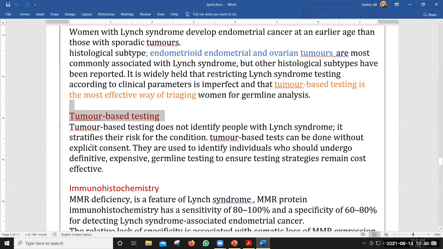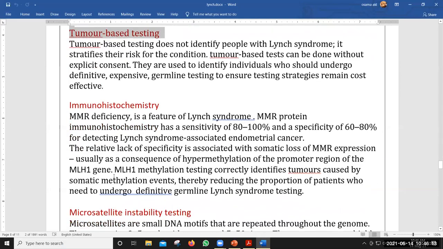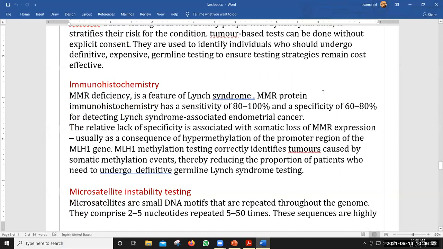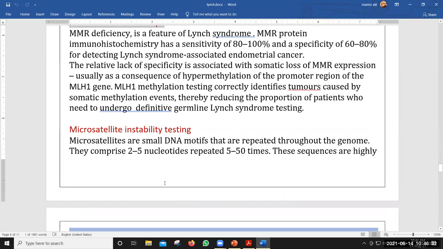So if you find excess lymphocytes in the tumor, it's more likely to be Lynch. Also, you can do genetic testing for the tumor itself. You can find MMR protein by immunohistochemistry. It's an investigation done on the tumor under the microscope, an immunological test. More accurate, more specific, and actually a very good one.